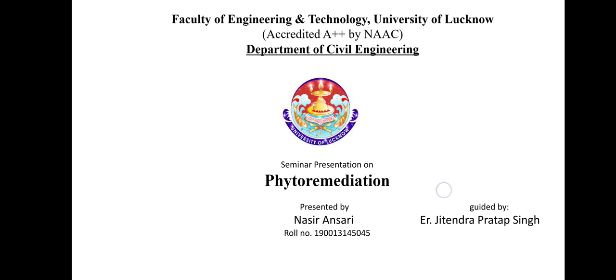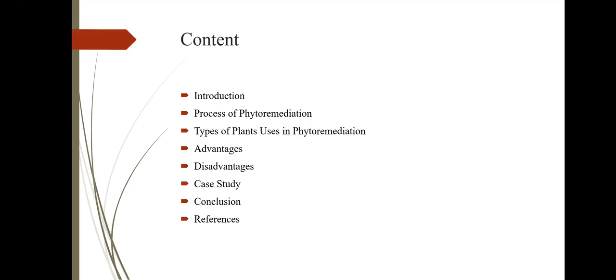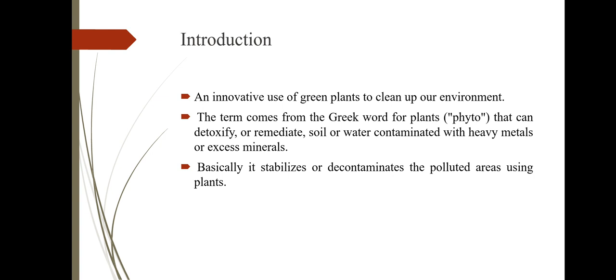Let's get started. The first thing is content. It includes introduction, process of phytoremediation, types of plants used in phytoremediation, advantages, disadvantages, case study, conclusion, and reference. The very first thing is introduction.